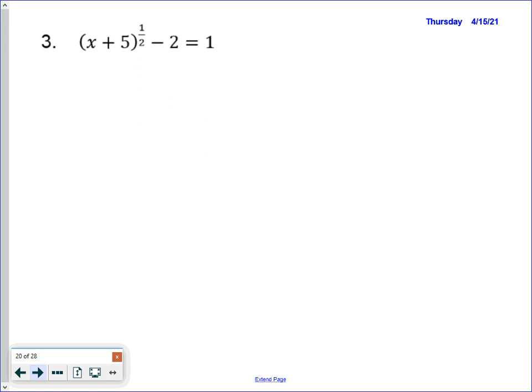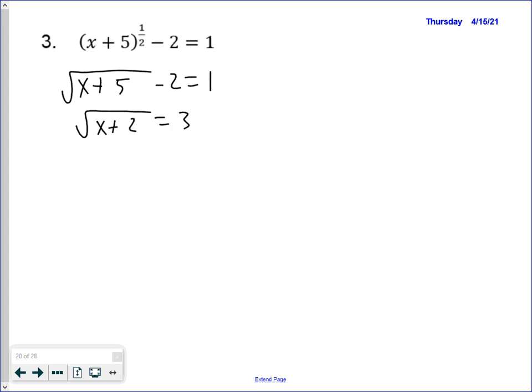On number 3, we have x plus 5 to the 1/2 minus 2 equals 1. So what we're going to do is change that rational exponent into a radical expression. So we have the square root of x plus 5 minus 2 equals 1. We'll add the 2 over, and then we're going to square both sides. So the square root and the square cancel out. So x plus 2 equals 9, or x equals 7.